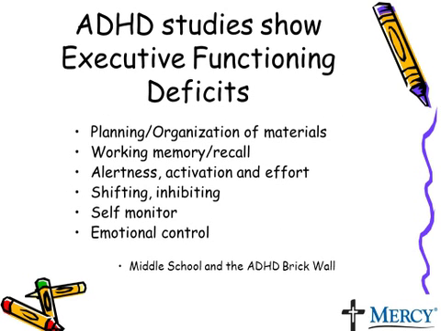So the child would have problems with planning and organization of their materials. Their working memory, just being able to keep things up there, remembering that algebra equation or remembering that particular phrase and recall, is difficult. Their alertness, activation, and effort are impaired. That ability to shift from one thing to another. That ability to inhibit and stop and think before you say something or do something. The ability to monitor yourself and emotional control are all elements of executive functioning.